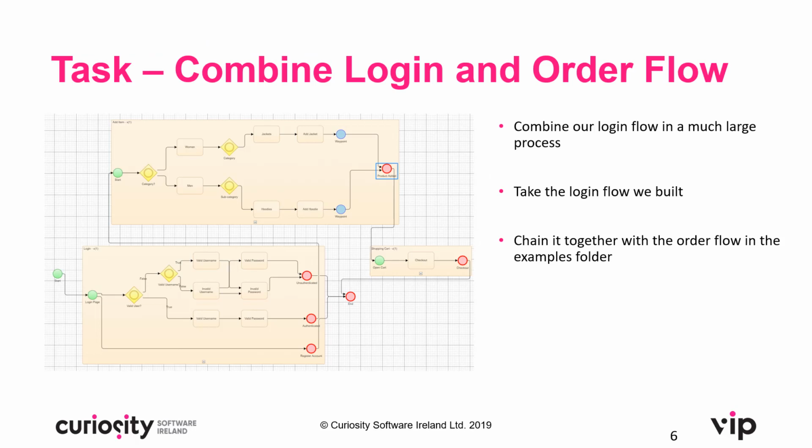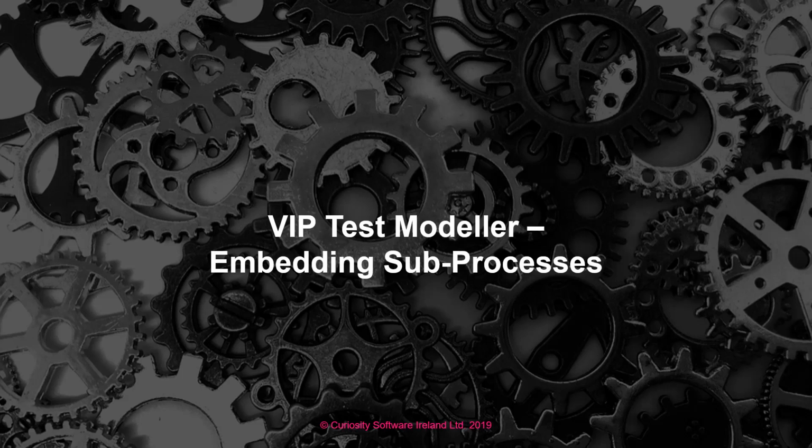So what we're going to do now is combine our login flow with some of the flows in the example project to create a much bigger flow. And then we'll chain them all together and create some tests. So let's jump into Test Modeler and start embedding some subprocesses.